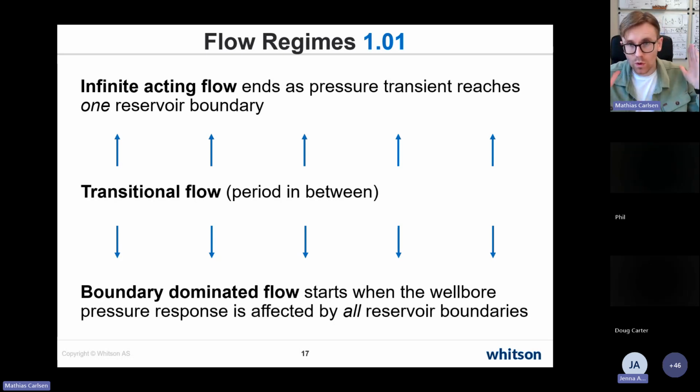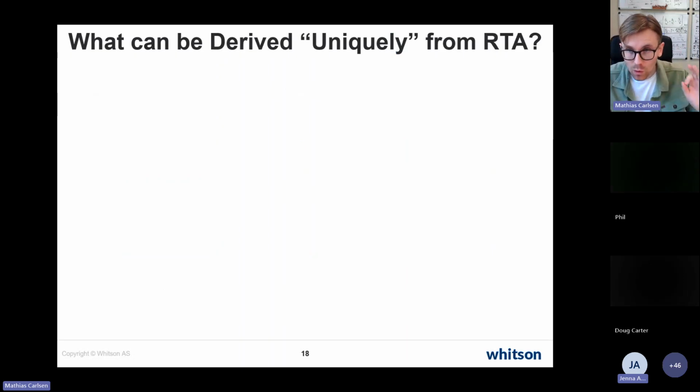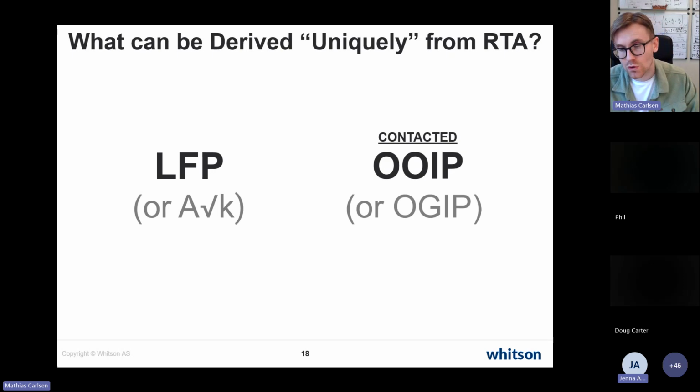Okay, so after we've set that, you'll understand why it's important to have this opinion, because it actually has an implication for what we can quantify from RTA. And that's the second slide that's important. What can we uniquely derive from RTA? And there are only 2 things we can uniquely derive from RTA, if you have initial PVT, bottom hole pressures, and RTA. It's your A root K parameter, also called the linear flow parameter, and it's also the so-called contacted pore volume, or some people call it the stimulated rock volume.